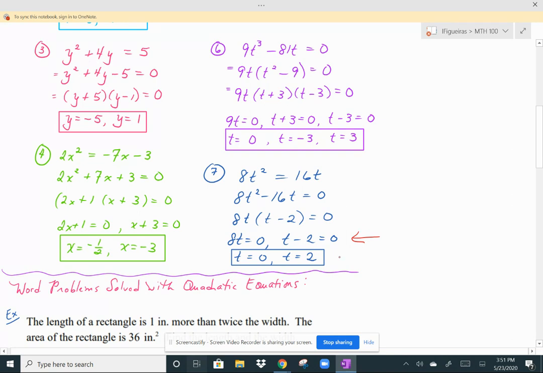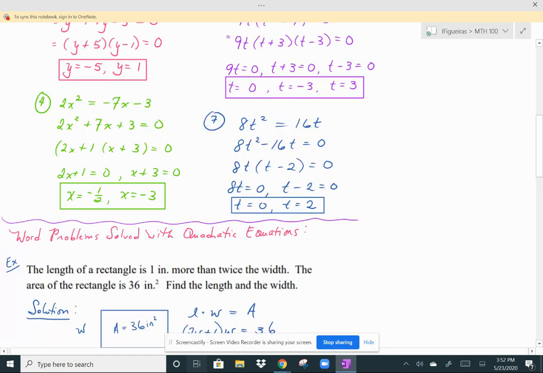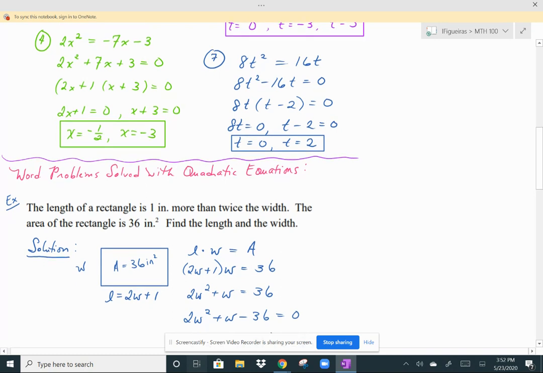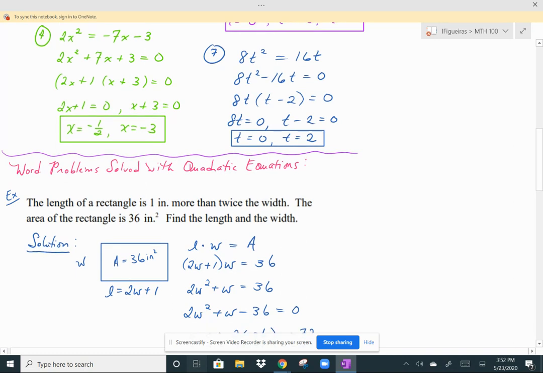So you get that t is equal to 0 and t is equal to 2. Again, 2 solutions for this equation. Okay, the second part of this lesson is regarding word problems that will result in a quadratic equation. So we'll be using the techniques that we practiced just recently in the past few examples to solve these word problems. The word problems will be based off of shapes, either a rectangle or a triangle.